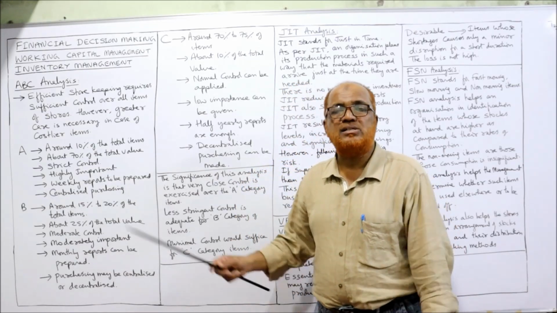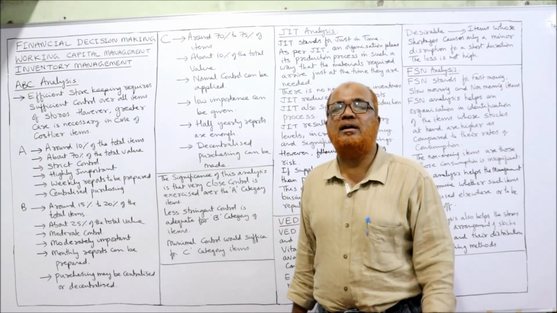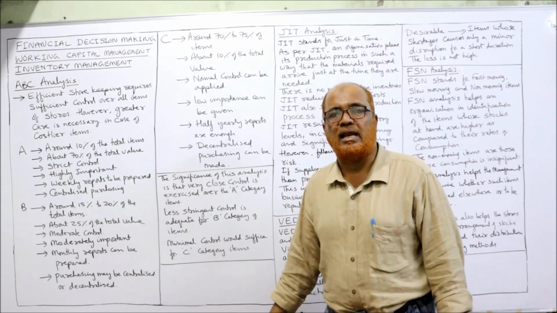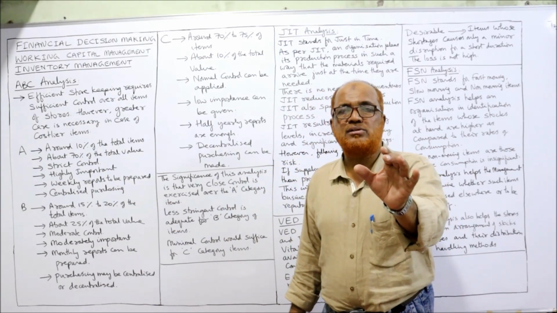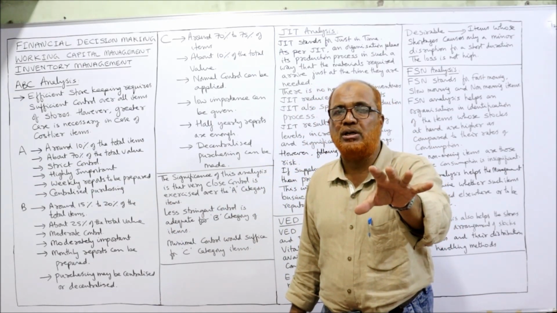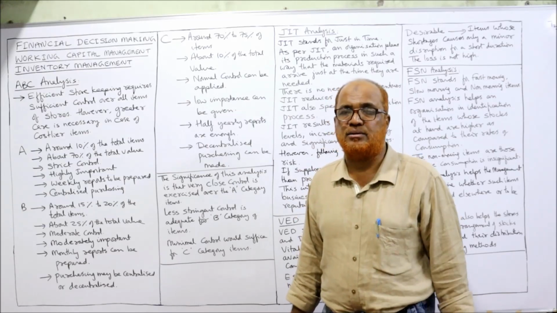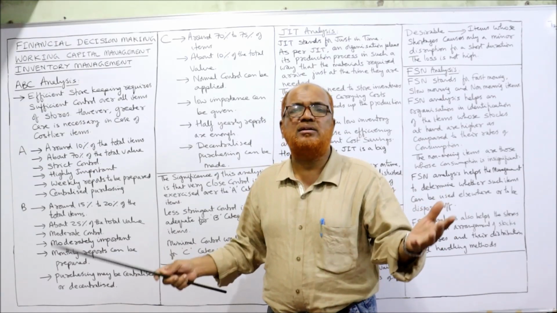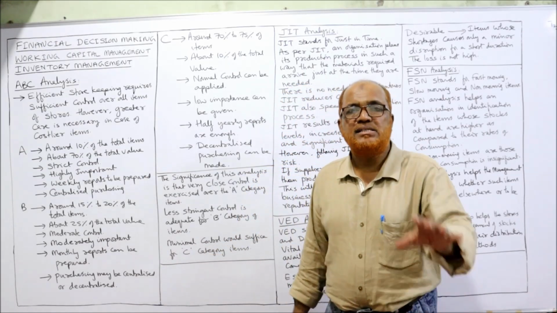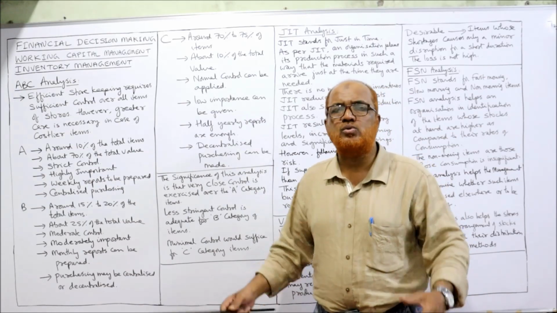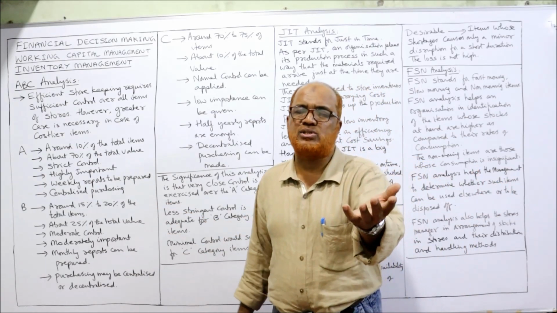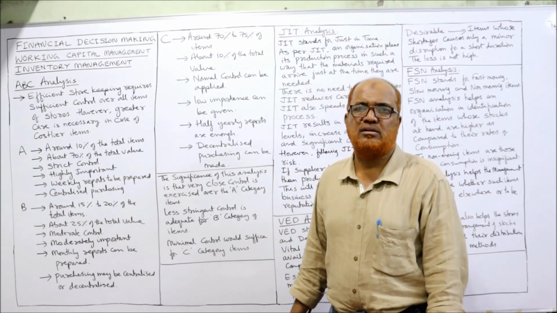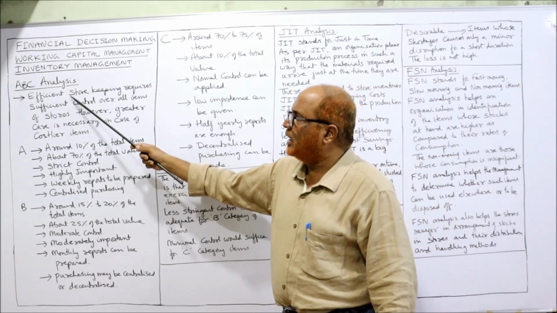So this analysis of dividing all inventory items according to their value is called ABC analysis. A category items should be controlled strictly because they are the costlier items. B category items are moderate items, so moderate control is enough. C category items are those whose quantity is very large but the value is less. So little control will be sufficient. So here I have explained ABC.